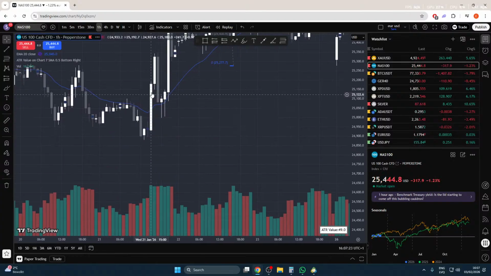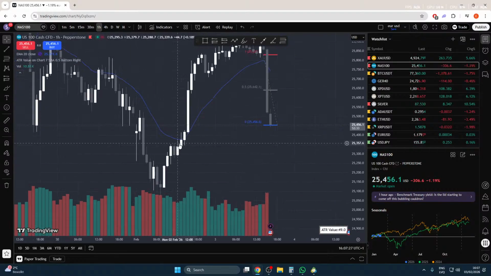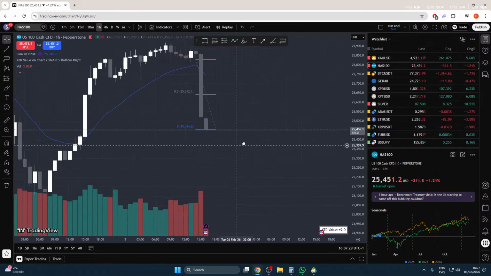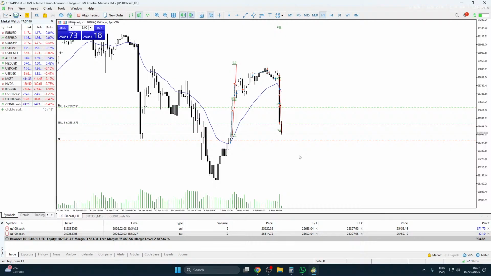Well, it doesn't always happen, right? But it's likely that the next hour or so, maybe the next hour and then maybe the next 2 hours, we're gonna see some kind of bearish type of movement.